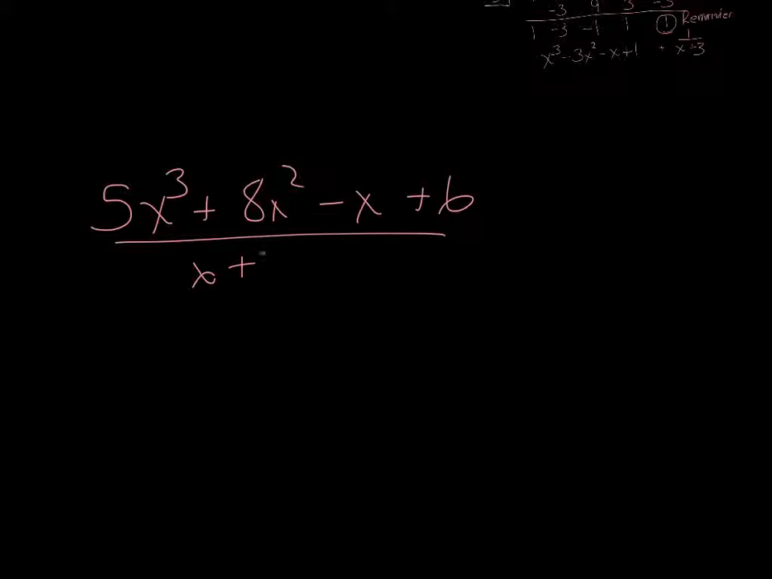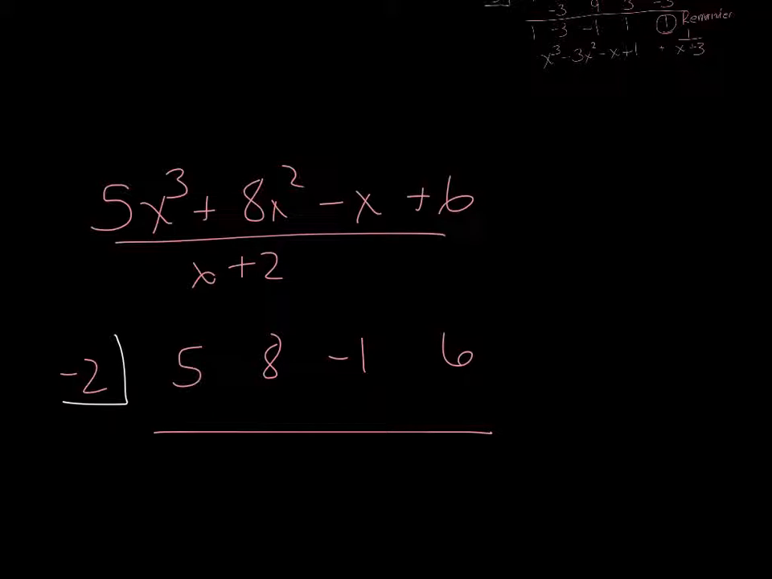So let's do another one. Let's divide 5x cubed plus 8x squared minus x plus 6 by x plus 2. All right, what goes in the box? Negative 2. Then we just list all our coefficients. Am I missing any exponents? No, so 5, 8, negative 1, and 6.